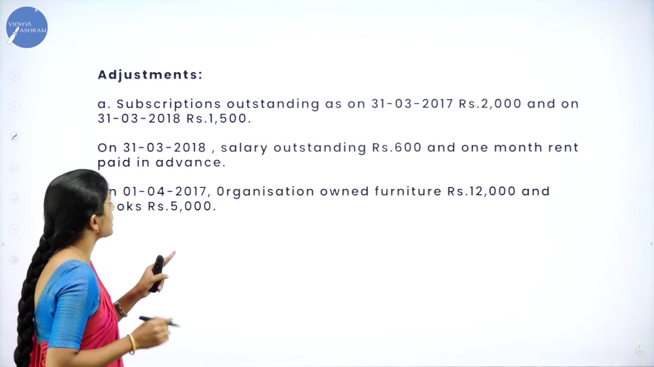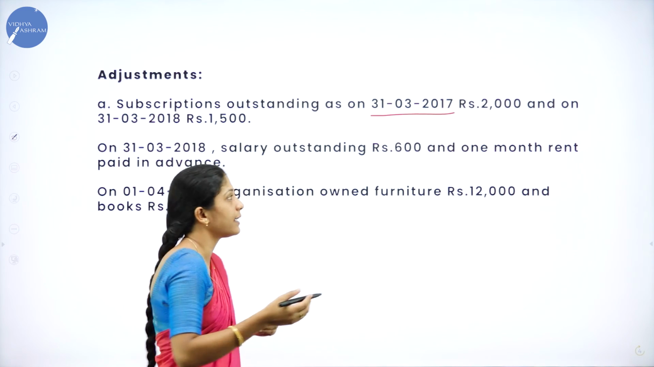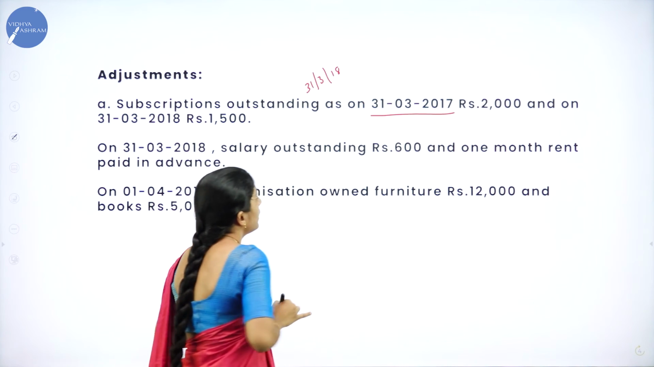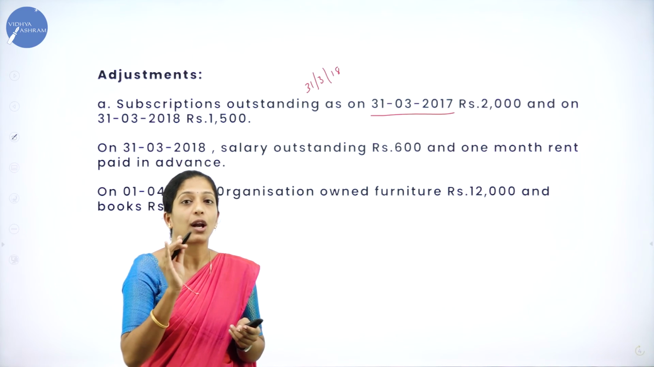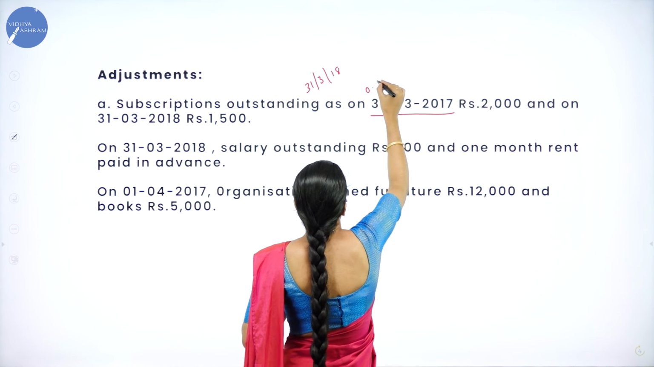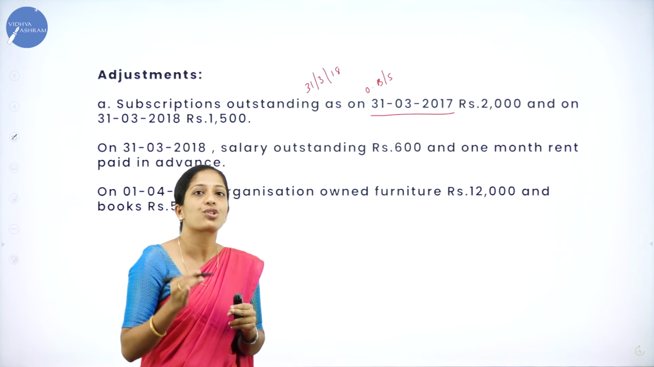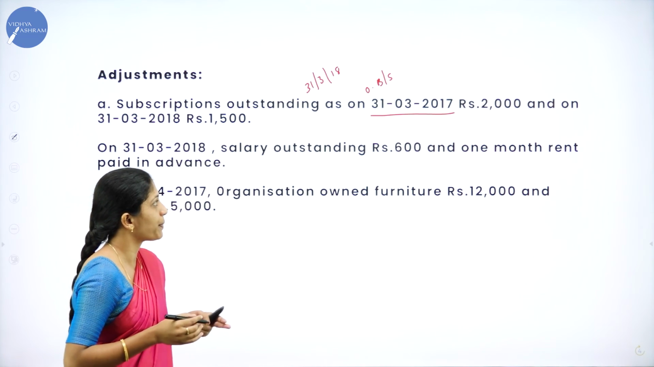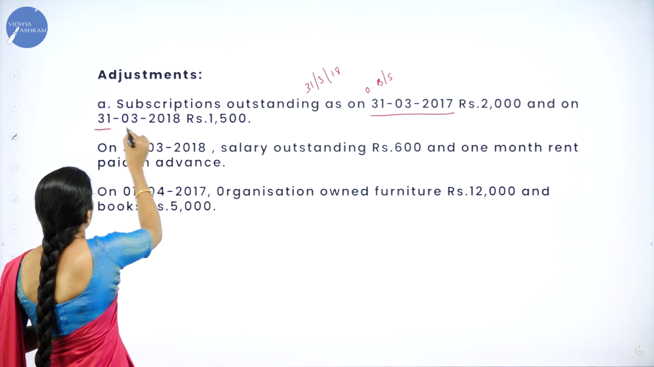So, the first adjustment is subscription outstanding as on 31st March 2017. What is the current year? 31st March 2018 is the current year. Now, they have given subscription outstanding of the previous year. As I told, we are going to prepare the opening balance sheet, right? Once it comes under the opening balance sheet, subscription outstanding is nothing but outstanding income, so it comes under the asset side of the opening balance sheet, rupees 2000. And 31st March 2018, that is the current year's outstanding, they have given.